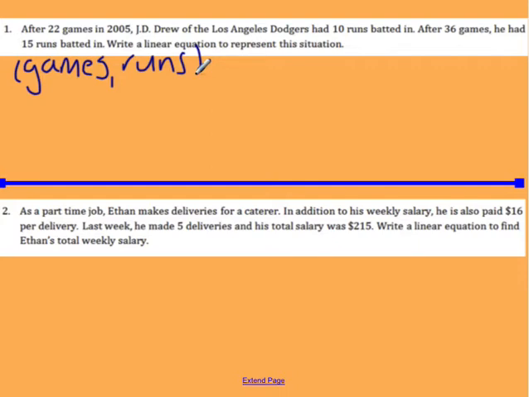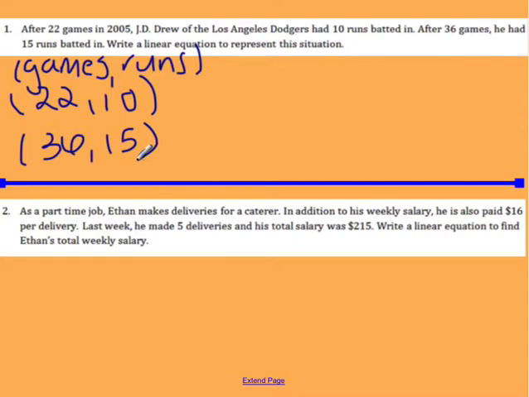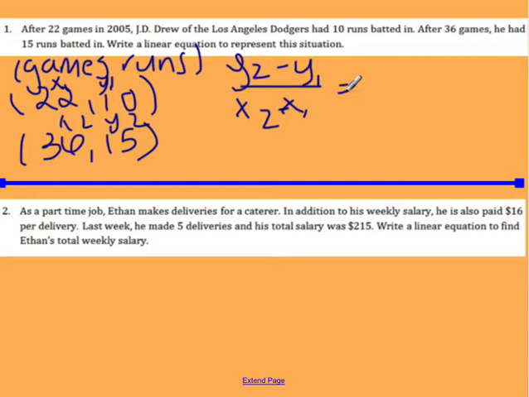So let's go ahead and set up his first one. After 22 games, he had 10 runs. After 36 games, he had 15 runs. We want to write a linear equation to represent this situation, so I'm going to write it in point-slope form. To do that, I first need to calculate the slope. Remember that the slope formula is y2 minus y1 over x2 minus x1. So I have x1, y1, x2, y2, and I'm going to do y2 minus y1 over x2 minus x1.